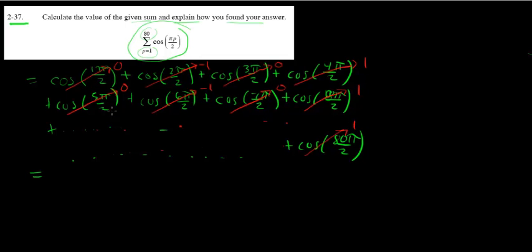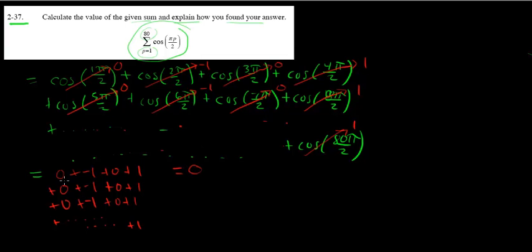Now I kind of wrote it like this so you can see a pattern pretty easily, but basically it's going to go 0, negative 1, 0, 1. 0, negative 1, 0, 1. 0, negative 1, 0, 1. So it's going to be 0 plus negative 1 plus 0 plus 1 plus 0 plus negative 1 plus 0 plus 1 plus 0 plus negative 1 plus 0 plus 1 plus all the way until we get our last plus 1.